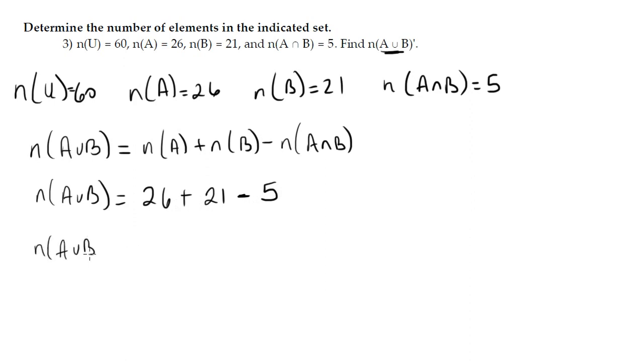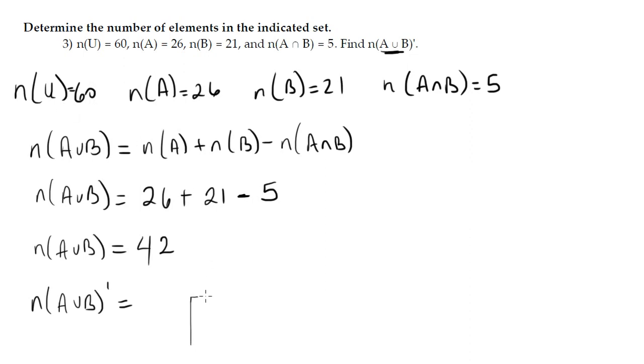So the number of elements in A union B is 26 plus 21, that's 47, minus 5, that's 42. So there's 42 elements that are in A or B or both. 42 elements. But I want to know the number that are not in A or B. So if A or B have 42, my universal set has 60.